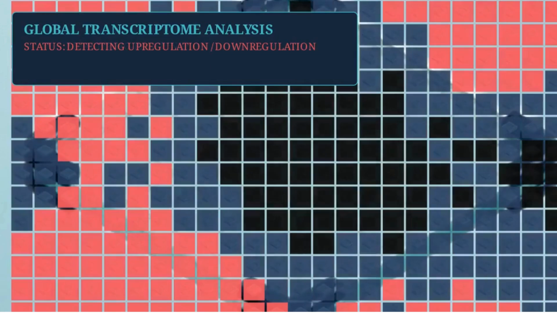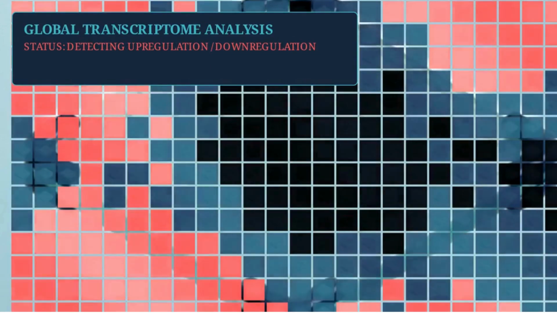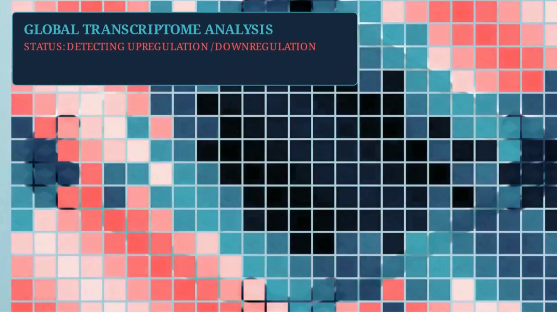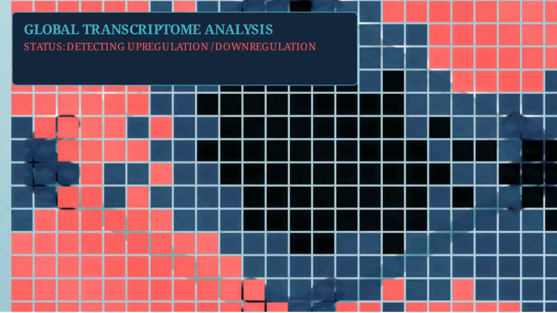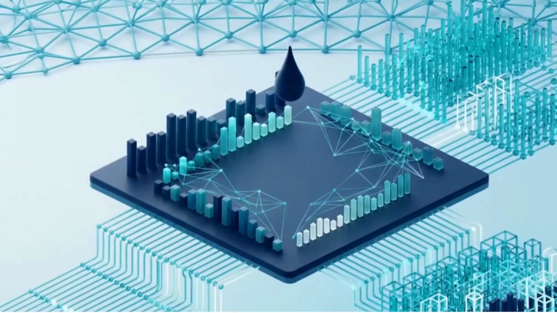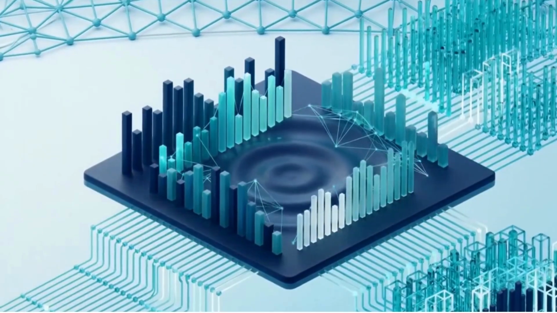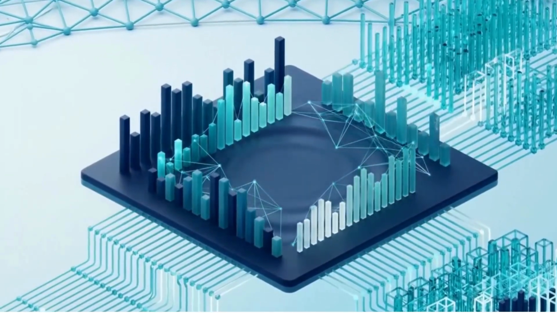Instead of looking at one gene at a time, they track thousands of genes simultaneously, seeing which ones are upregulated and glowing bright, and which are downregulated and dim. This interconnected activity functions as a reactive operating system, constantly shifting its state in response to the organism's environment.